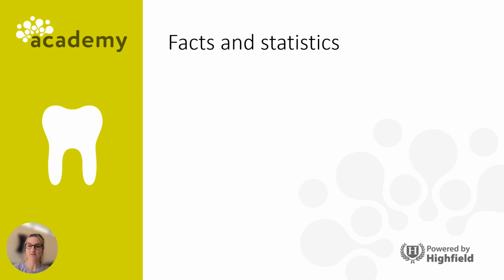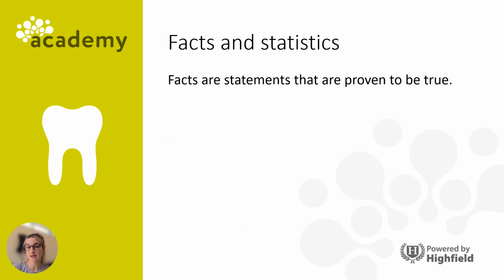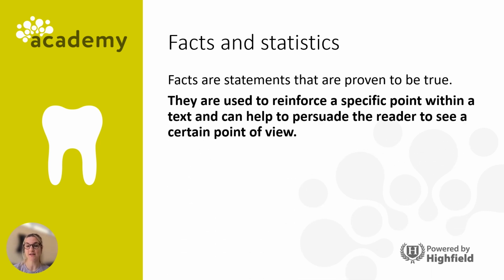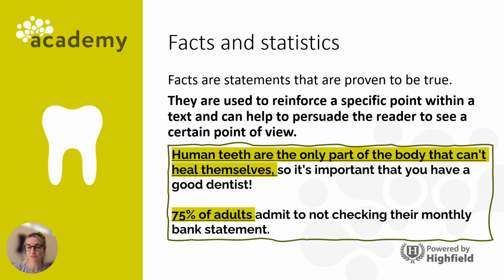So moving on to facts and statistics. These are statements that can be proven to be true. They're used to reinforce a specific point within a text and can help to persuade a reader to see a certain point of view. So they can be really powerful in reinforcing a point. So for instance, human teeth are the only part of the body that can't heal themselves. So it's important that you have a good dentist. And 75% of adults admit to not checking their monthly bank statement. So as you can see, using these facts or statistics here really help to back up a point and make it more persuasive.